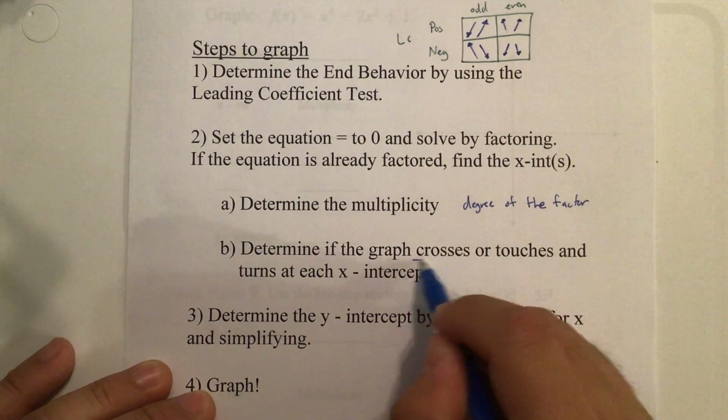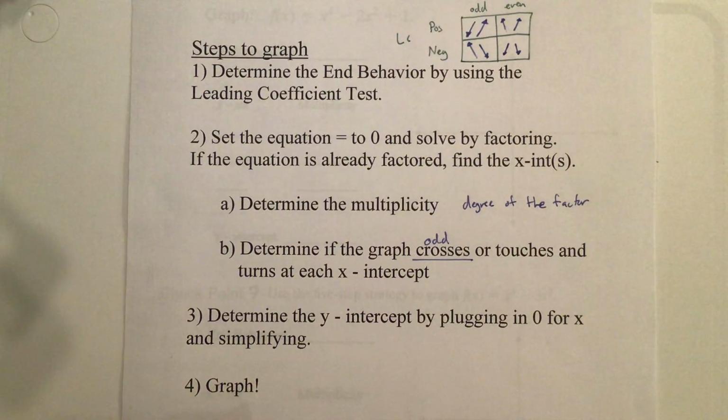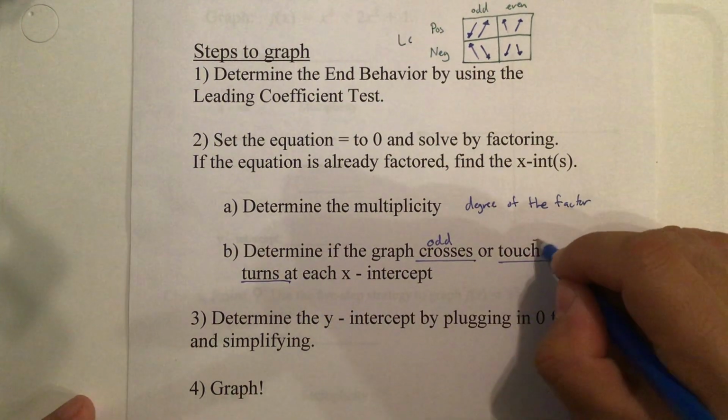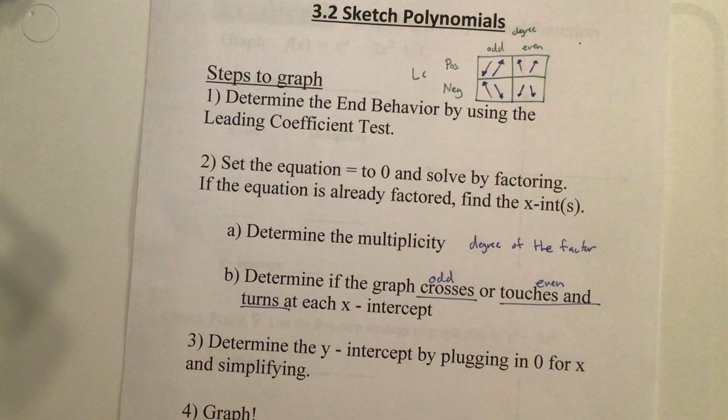So if it crosses the x-axis, it was an odd multiplicity. And if it touches and turns at the x-axis, that's going to be even. You'll determine your y-intercept by plugging in 0 for x and simplifying, and then you're going to graph it. All right, so let's take a look at a few examples here real quick.